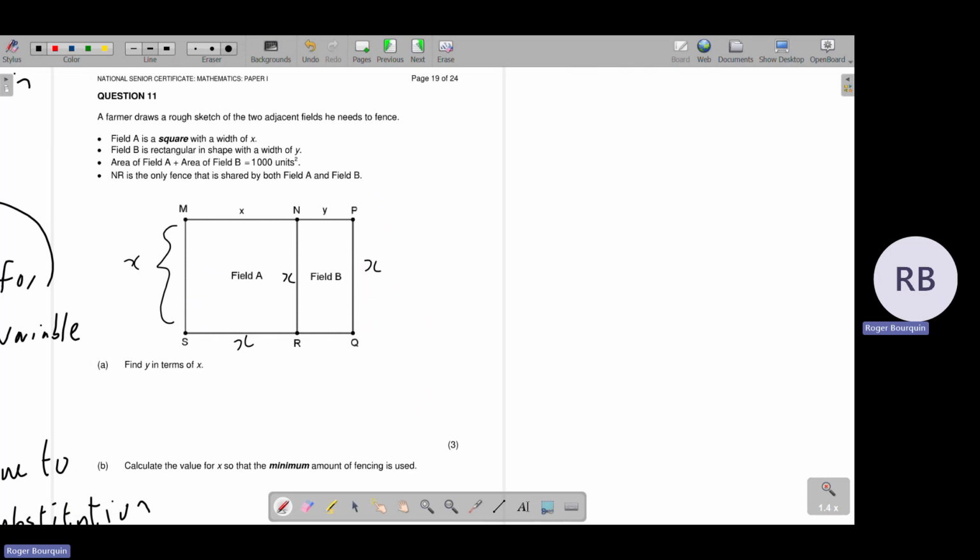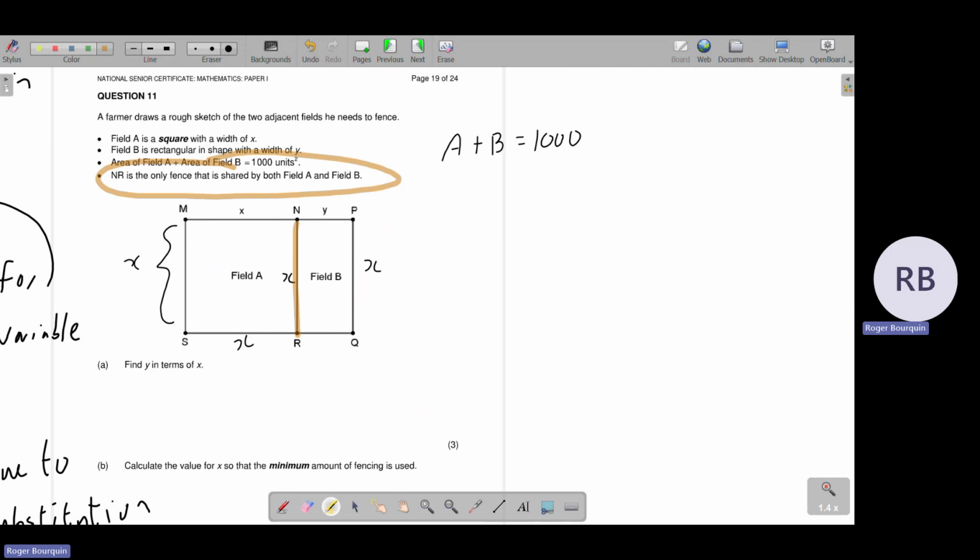The area of field A plus the area of field B is equal to 1,000 units squared. NR is the only fence that is shared by both field A and field B. So that is the shared fence between the two. Find Y in terms of X.